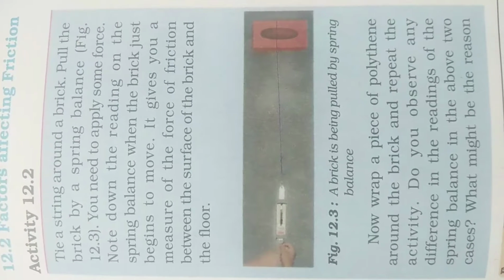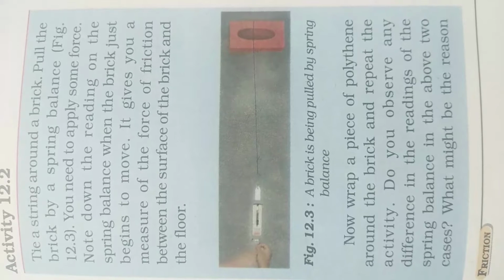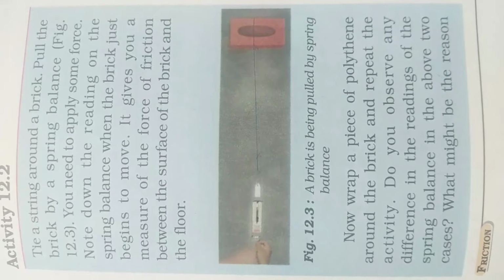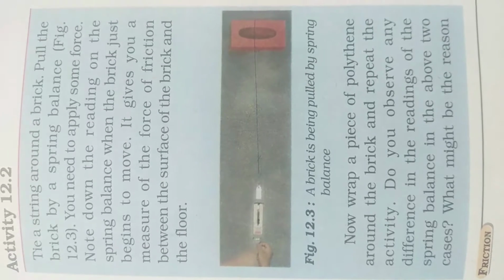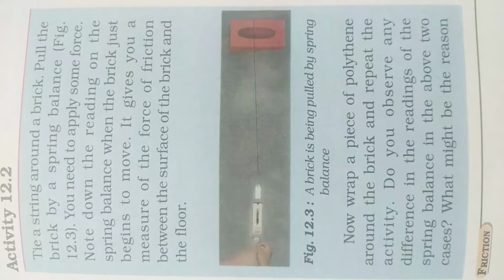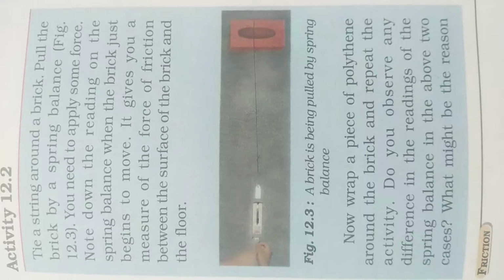Now wrap a piece of polythene around the brick and repeat the activity. Do you observe any difference in the reading of the spring balance in the above two cases? So first there was no polythene bag, the surface was plain. Now we tied the polythene bag to the brick. Now the friction between the surface will change. What might be the reason for these differences?